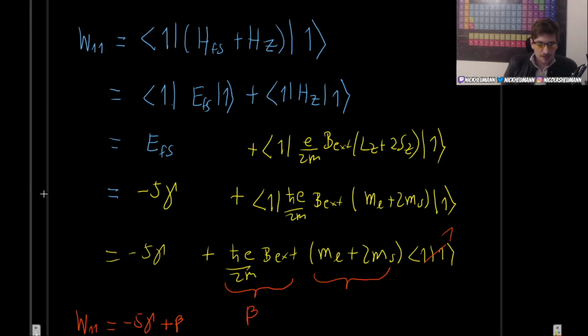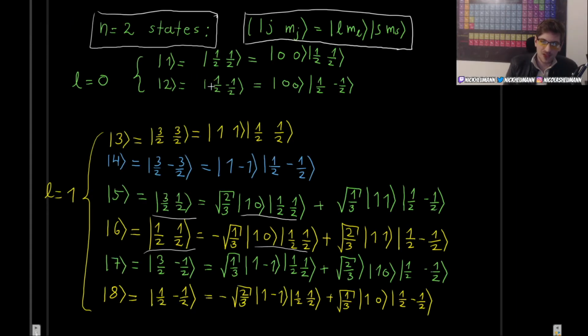So let's get rid of this and go for W22. This is going to be exactly the same, but this time for state 2. So what is state 2? State 2 has J equals 1/2. So we already know the first part, right? The fine structure energy, because we know this is fine structure energy, plus the Zeeman part. So the fine structure energy we already know is going to be minus 5 gamma. And the Zeeman part is beta times (ml plus 2ms). So what are L and ml and ms?